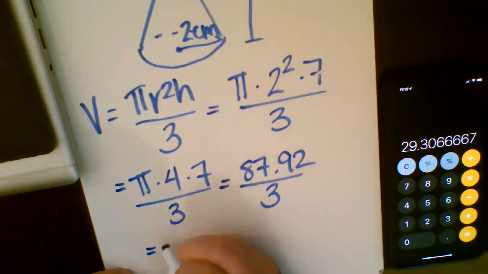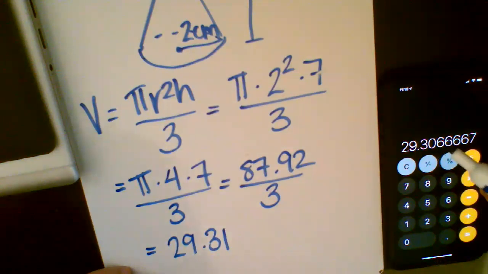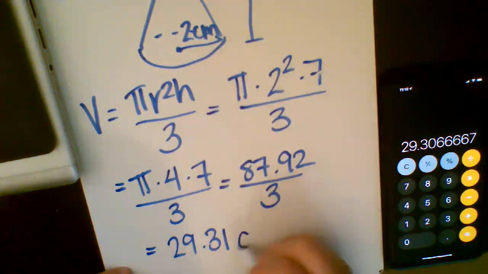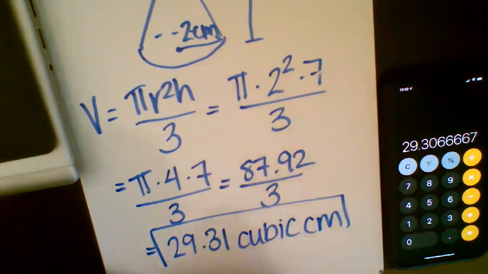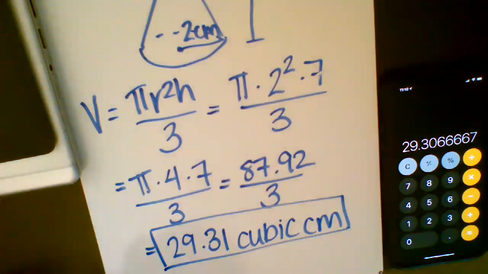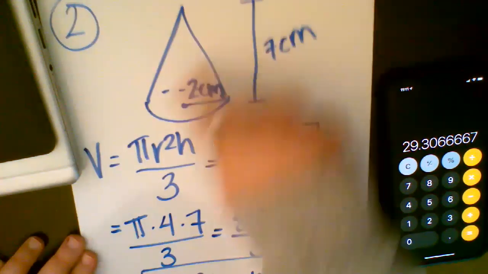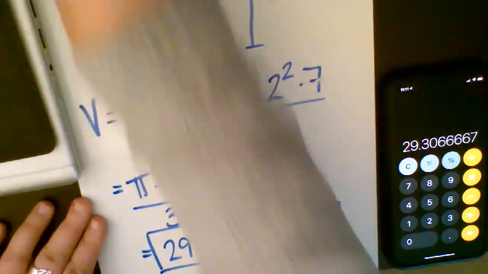And this is a big decimal, but we're going to round it. 3, 1. The 0 has a 6 after it, so we round the 0 up. Original units were in centimeters, so our final units are cubic centimeters. Just like all our other volumes, we take our given units and we put cubic in front of it. Coolness? So the volume of this cone is 29.31 cubic centimeters, okay?